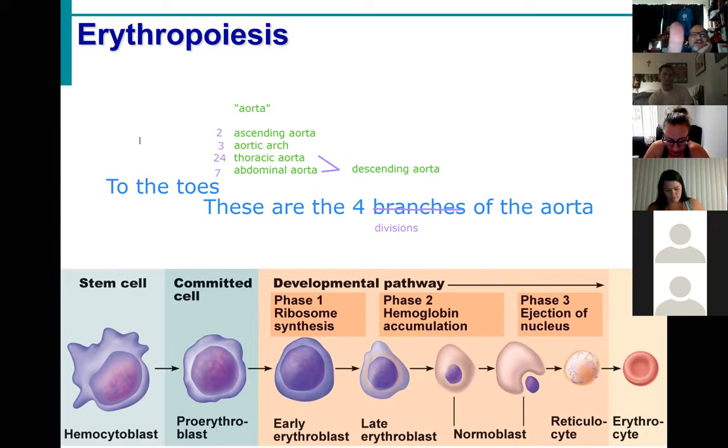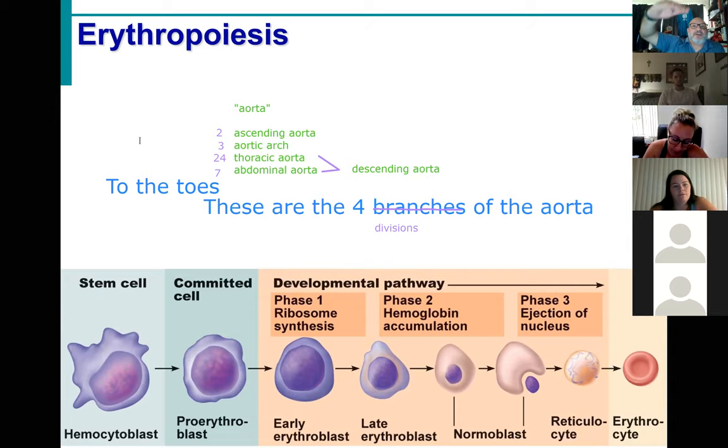So that's why ascending, aortic arch, thoracic, and abdominal, I think of more as the divisions of it, how we're cutting it up into pieces. Whereas the reason we do that is because of the number of branches that come off that then distribute the blood to different parts of the body. So we really don't even need to say descending aorta. We can say thoracic and abdominal. In fact, I prefer thoracic and abdominal.